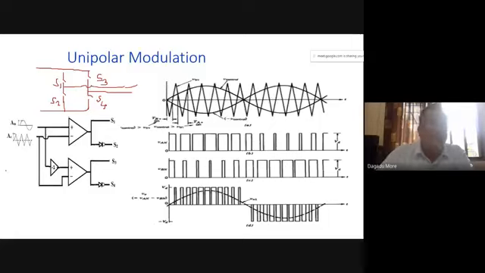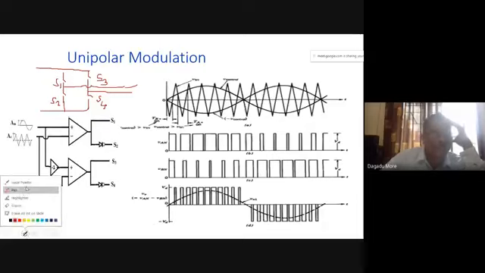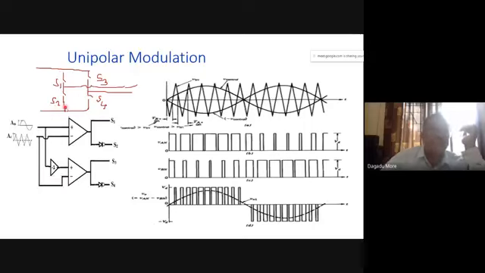But now here we have seen that one leg we are controlling independently. In the earlier case we required only one signal, but here we require two signals, one signal for controlling each leg. S1 and S2 we can't turn on simultaneously because the DC source would short circuit. So when S1 is on, S2 will be off. One switching signal we generate for the first leg, another for the second leg.